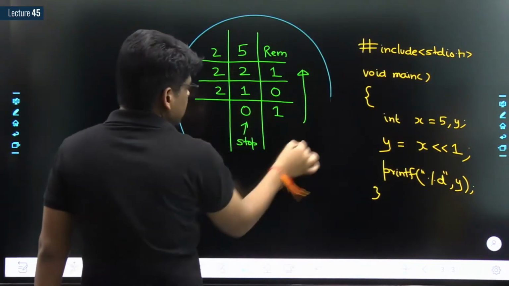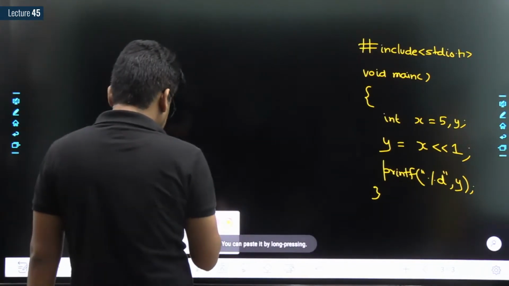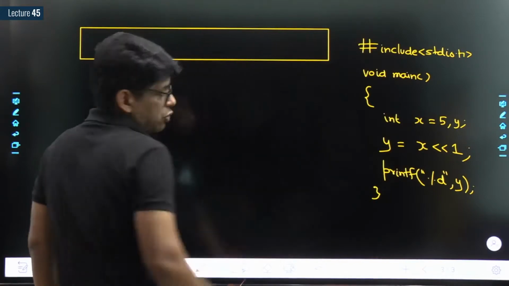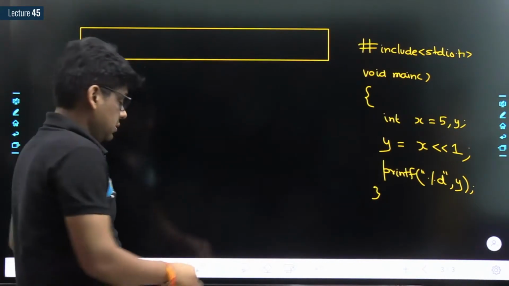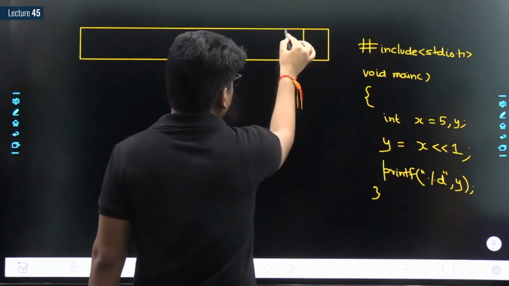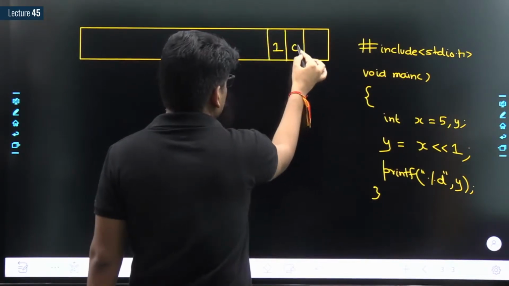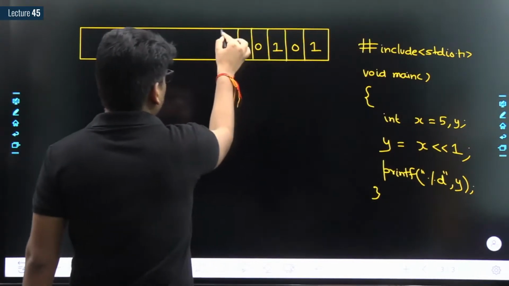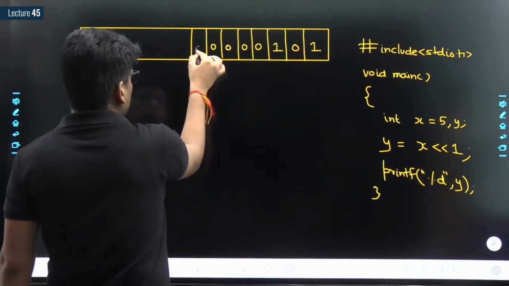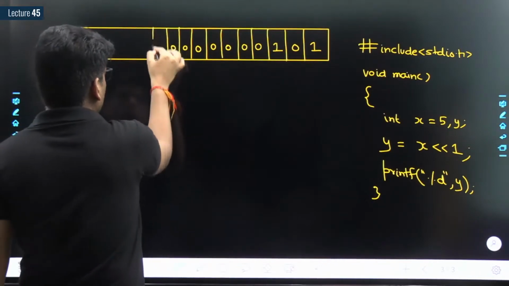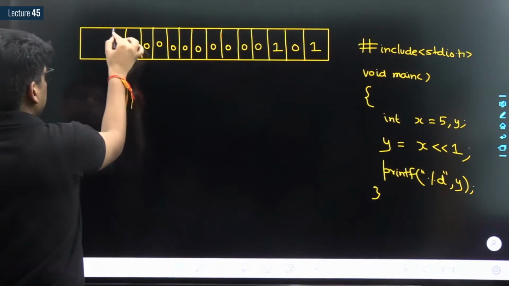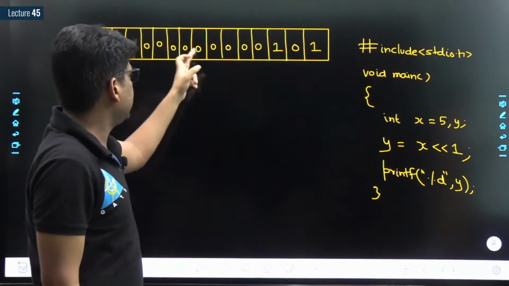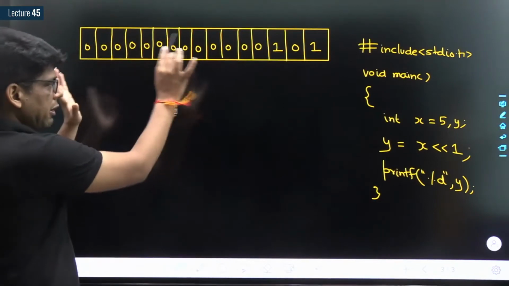Let me remove this. 101. I am assuming that an integer takes 16 bits or 2 bytes. The binary of 5 is nothing but 101, that means 3 bits. What about the rest of them? They must be 0. I hope 16 bits are there: 1, 2, 3, 4, 5, 6, 7, 8, 9, 10, 11, 12, 13, 14, 15, 16. So this is our number 5.